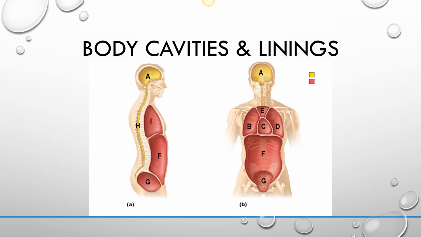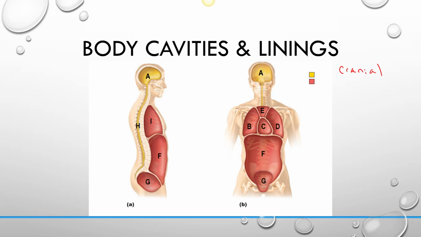For all these cavities, it's important to know their name, their location, and what major organs you'd find inside of the cavities. So we'll start with letter A here. A is the cranial cavity. If you want to study from these, you could print this out, cut out just the pictures and leave the terms off to the side, and then quiz yourself by trying to figure out what cavity is which. So the cranial cavity contains the brain.